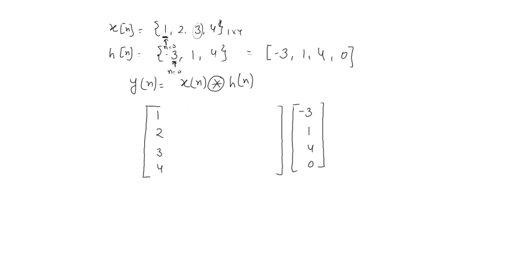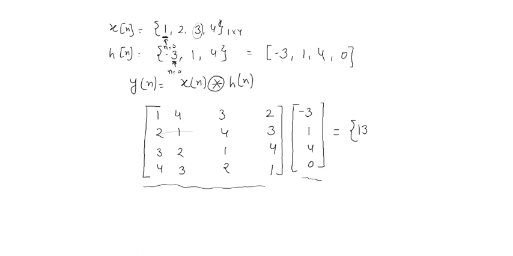What will happen? 1, 2, 3 and 4 will come here. Similarly you write 1, 2, 3 and 4 again, shifted each time. This is how you shift one vector into a matrix form and keep the second vector as it is. Now you just do the inner product. 1 is multiplied by -3, 4 is multiplied by 1, 3 is multiplied by 4 and 2 is multiplied by 0. If you add all those numbers, you get 13.